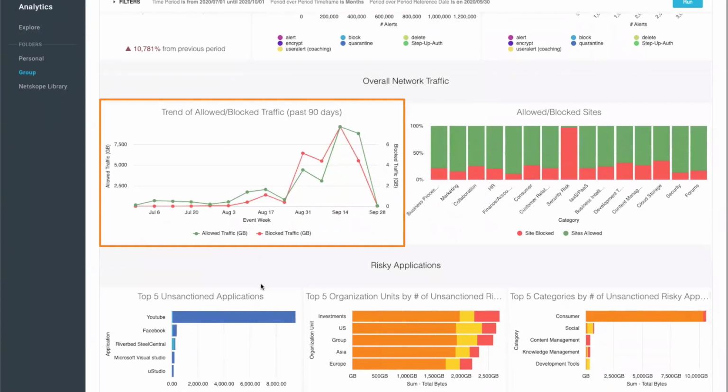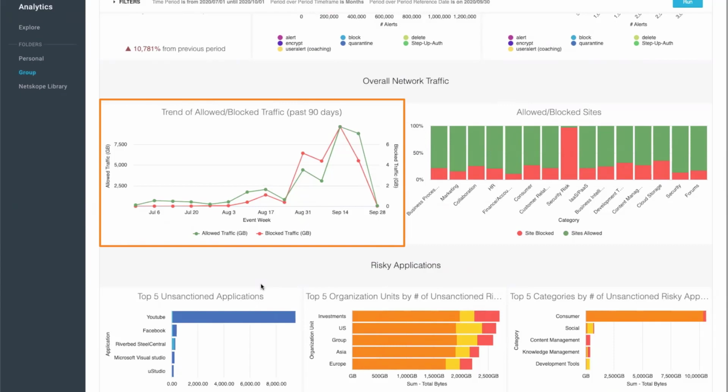So this is looking at the trend of allowed and blocked traffic over the past 90 days. This will potentially showcase any issues that need to be investigated, specifically on blocked traffic. So was there a change that was made? Was there an attack that was identified based on this? Was there an insider threat, for instance, that was identified as part of this? And this will give you that good measurement.